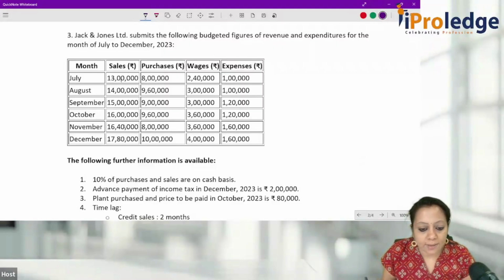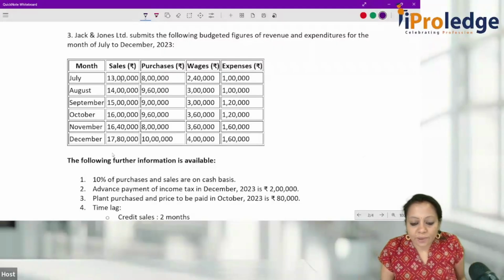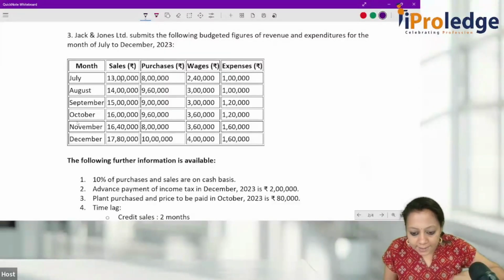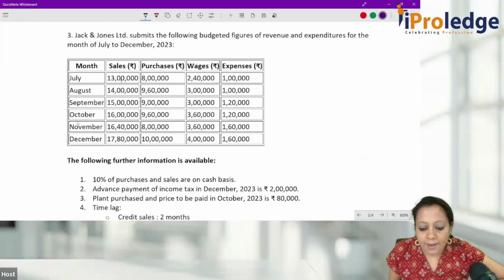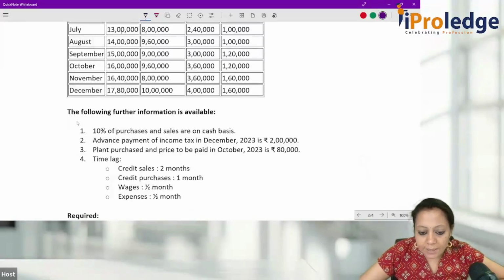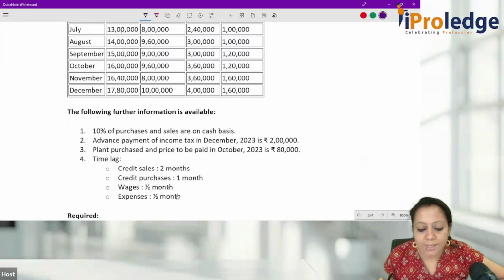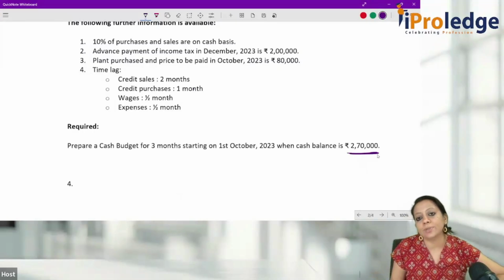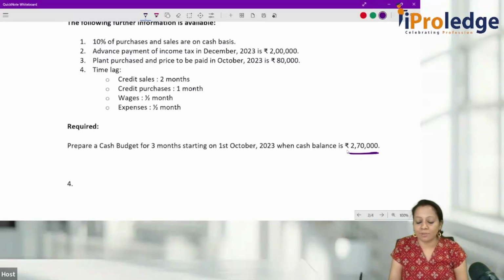July, August, up to December, they have given sales, purchase, and wages and expenses. The following information is available. 10% of the purchases and sales are on cash basis. Advance payment of income tax is also made. And the plant is purchased and the price to be paid is this much. Time lag for credit sales is 2, purchase is 1, wages is half, expenses is also half. Prepare cash budget from October and the cash balance is 2,70,000. Opening balance is given for first month alone.